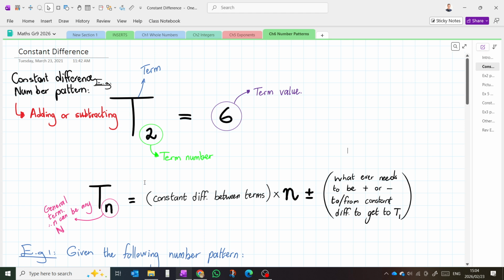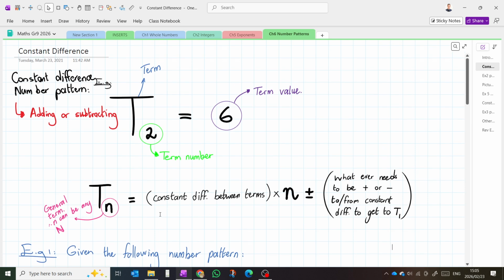We need to identify our constant difference between our terms. So if we are given a bunch of terms, a number pattern, we need to see what value we are adding or subtracting every time to get to the next one. That is going to be multiplied by n. N is just a placeholder for the term number. And then we add or subtract whatever we need to from the constant difference to get us to term 1. Okay, that is all theoretical. Let's see how it works in practice.